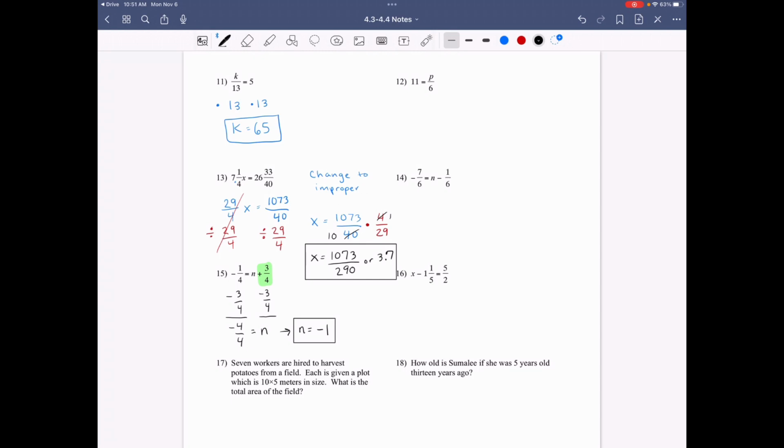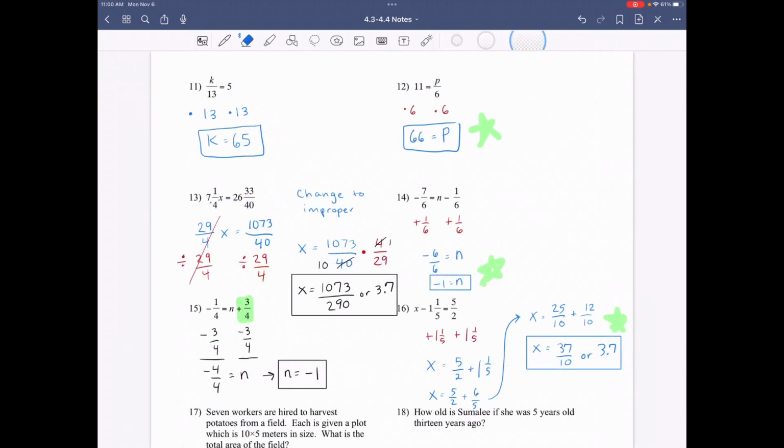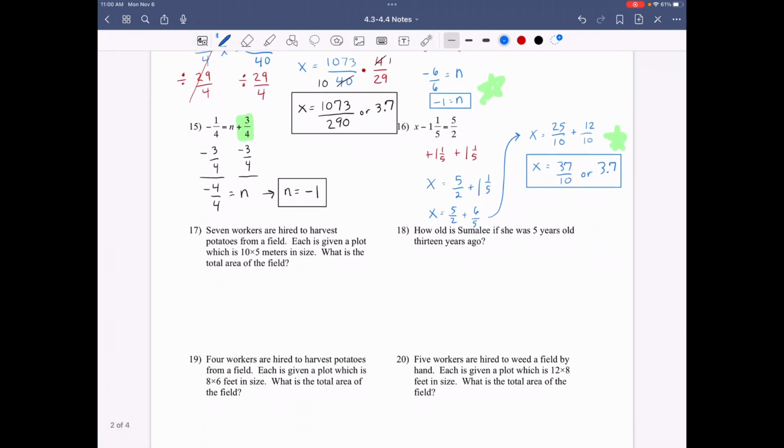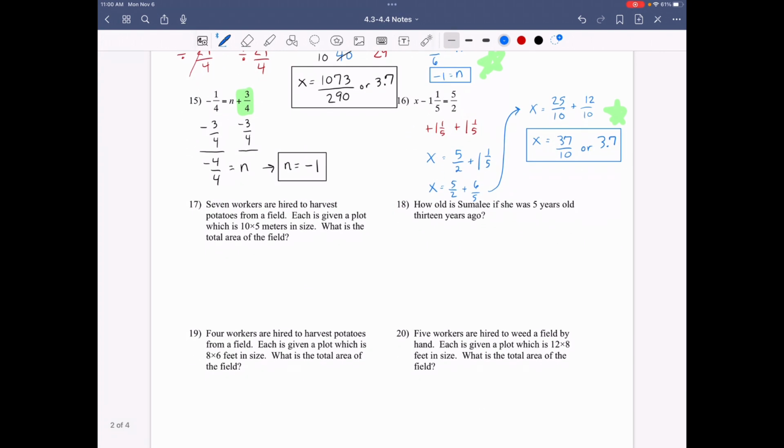I'm going to pause the video and have you try 12, 14, and 16. When you're finished, you may play the video and check your answers. Check your answers for 12, 14, and 16. If you got them right, give yourself a star. And let's talk about these word problems.